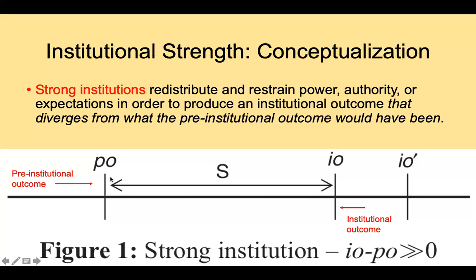But once we create the institution, the environment changes and the behavior of the actors or the expectations of the actors change. And then the environment as a result is changed. This is a theoretical description of the role of a strong institution.